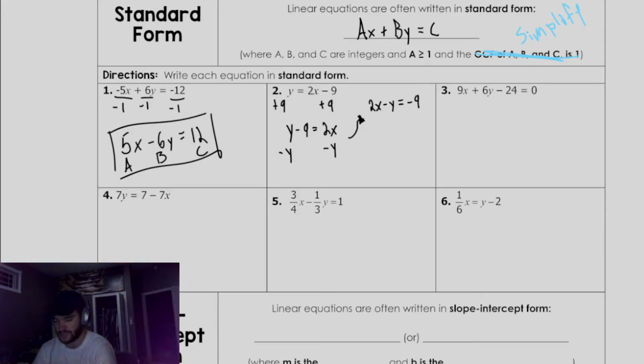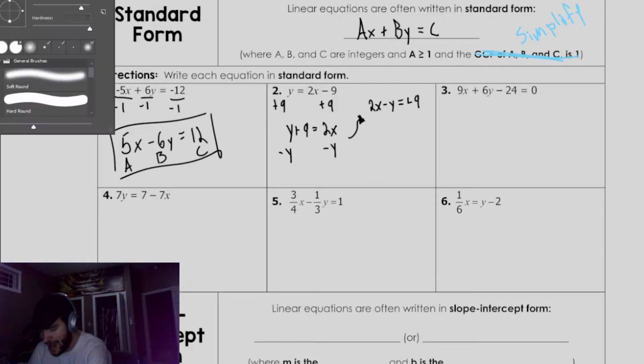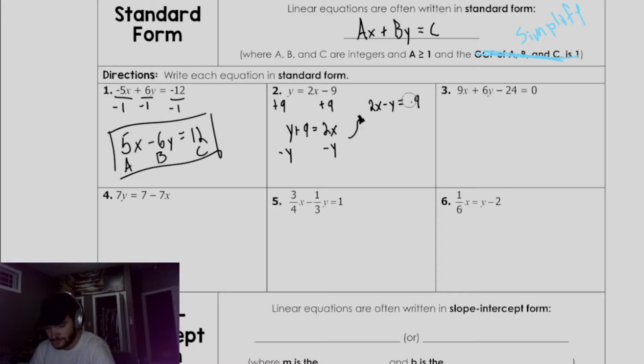Oh, I didn't plus it. Plus y, or plus 9. So that's actually a positive 9. I need to fix this. Positive 9, right? 2x minus y equals positive 9. All good. I actually did not do this one beforehand, so that's a doozy. Plus 9, good.